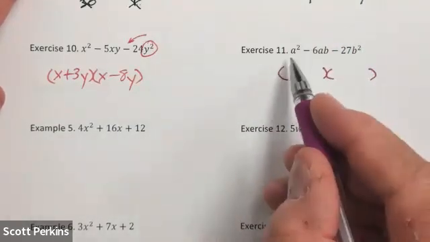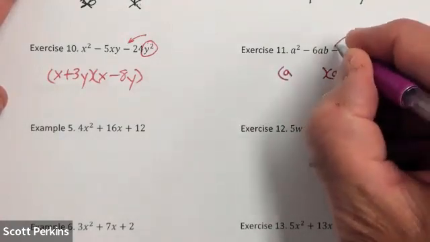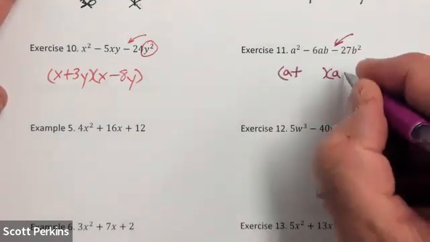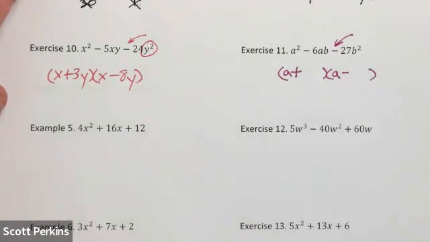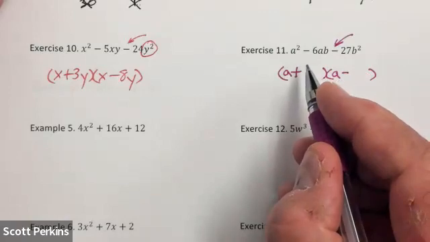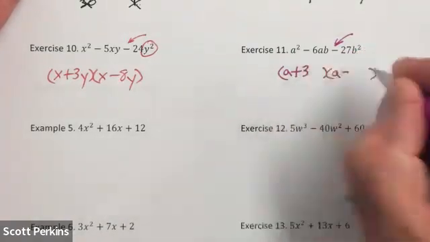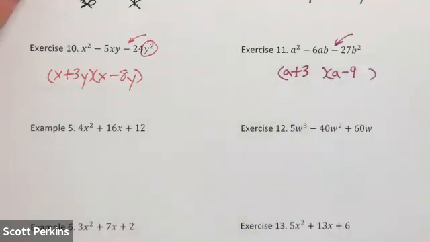All right, so one more time, we've got a squared, so that's a times a. The 27 is negative, so the signs have to be different, no option there. And then the two factors of 27 that are 6 units apart are what times what? 3 and 9, so the 3 will be positive, the 9 will be negative, so that they add up to -6.